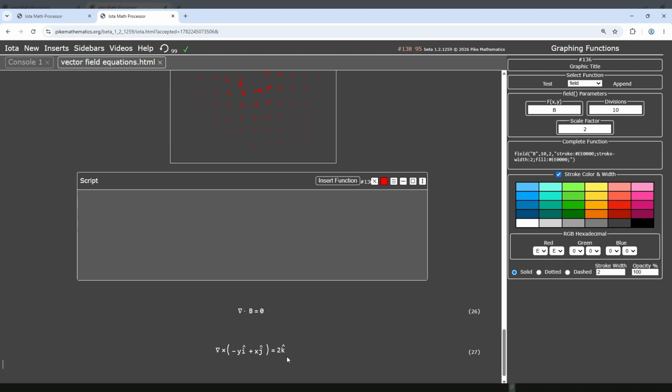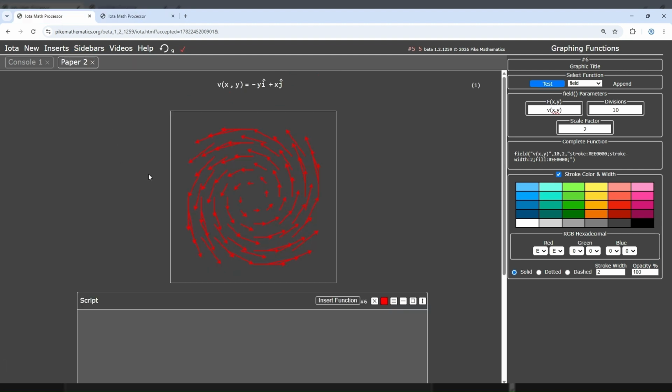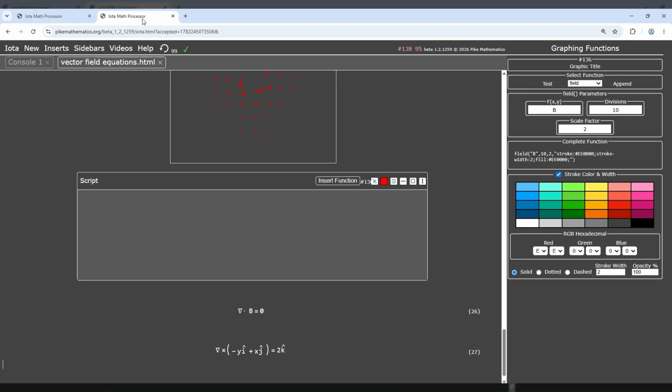Because we only had this k unit vector here, it's telling us that this field is rotating around the z-axis, and you can see that by looking at this graph. It's rotating around the z-axis. The other thing it's telling us is that the magnitude of this vector, which is 2, is actually twice the angular velocity. So the angular velocity is actually 1.